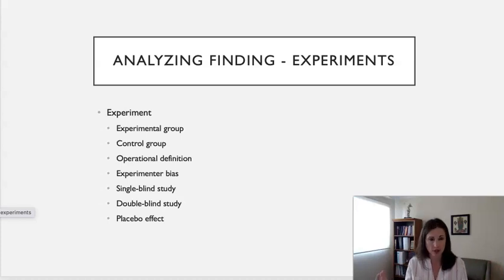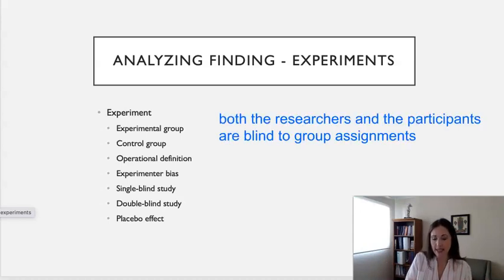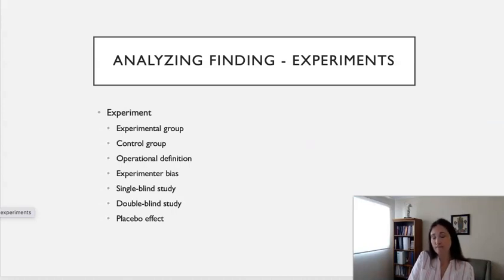The participants are clueless. If you're also worried that the participants' assumptions can have an effect, participant bias, then you might do a double-blind study. In a double-blind study, neither the participants nor the researchers know who is in either group. So everyone is sort of clueless.